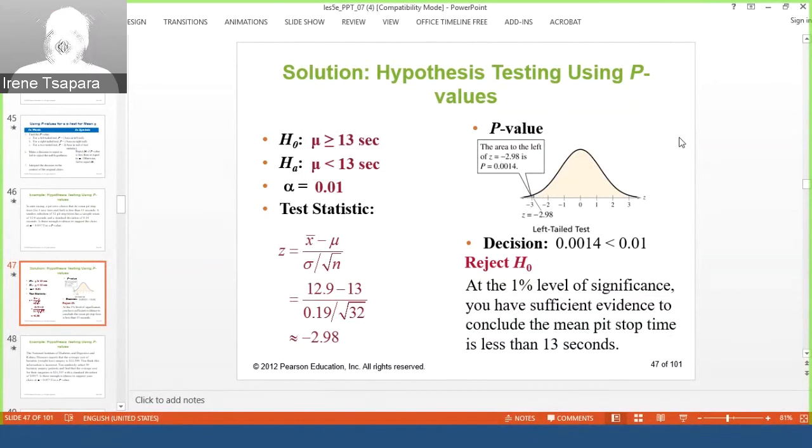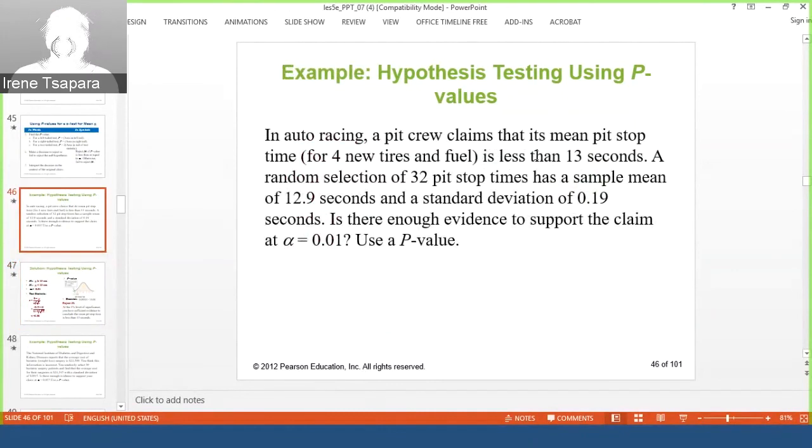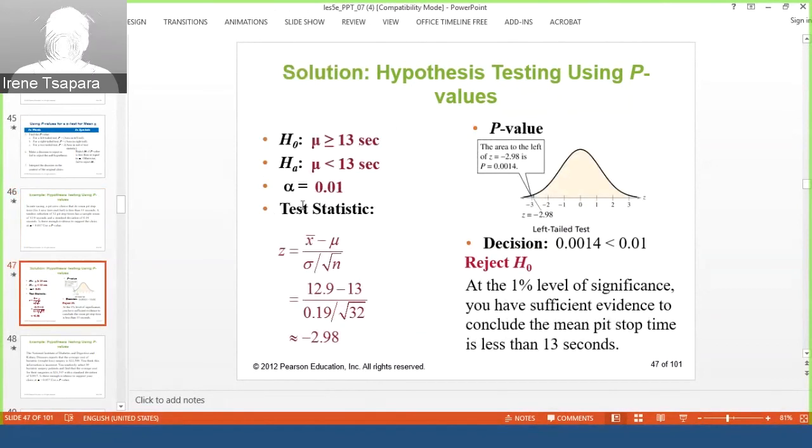When we answer, we have to answer on the claim. By rejecting the null hypothesis, we don't know what we do with the claim because we don't know what the claim is. We have to go back and remember what the claim is. Well, as you can see right here, the claim is less than 13 seconds. So the claim is the null hypothesis. This is the claim. Oops. Let me make it bigger.